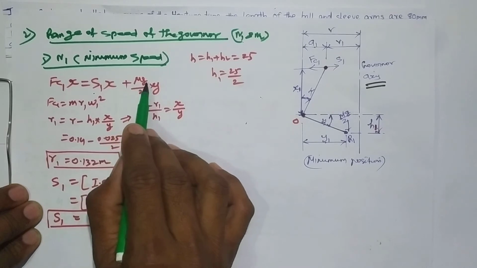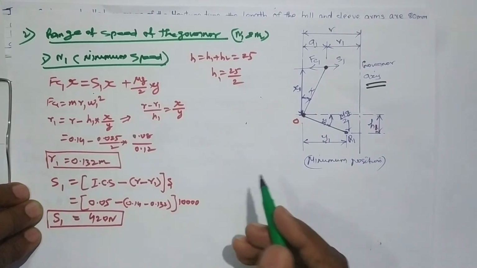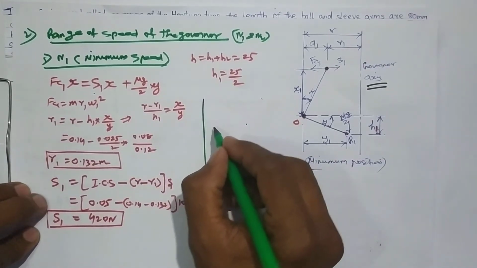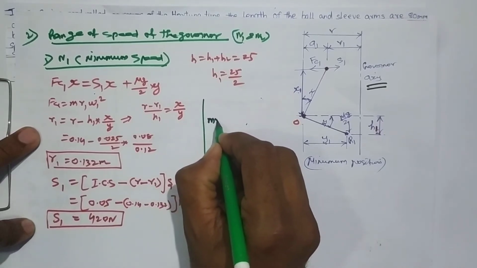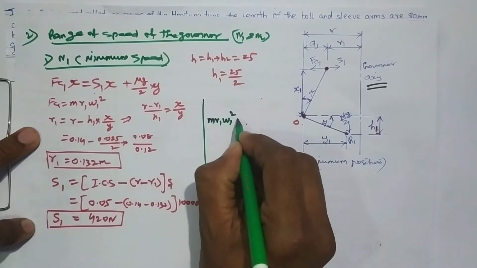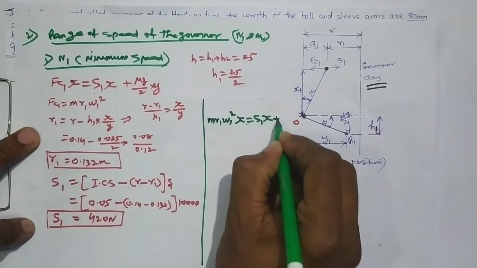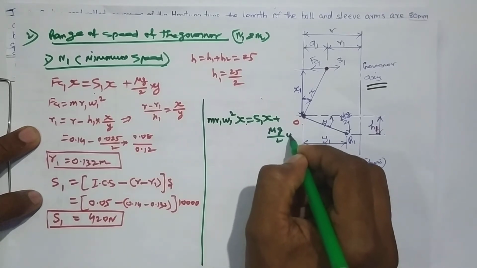So M you know, G you know, then Y value you know. Now you substitute all the values in this equation, so you are finally getting the values. So FC1 is equal to M R1 omega 1 square into X, S1 into X plus mg divided by 2 into y.